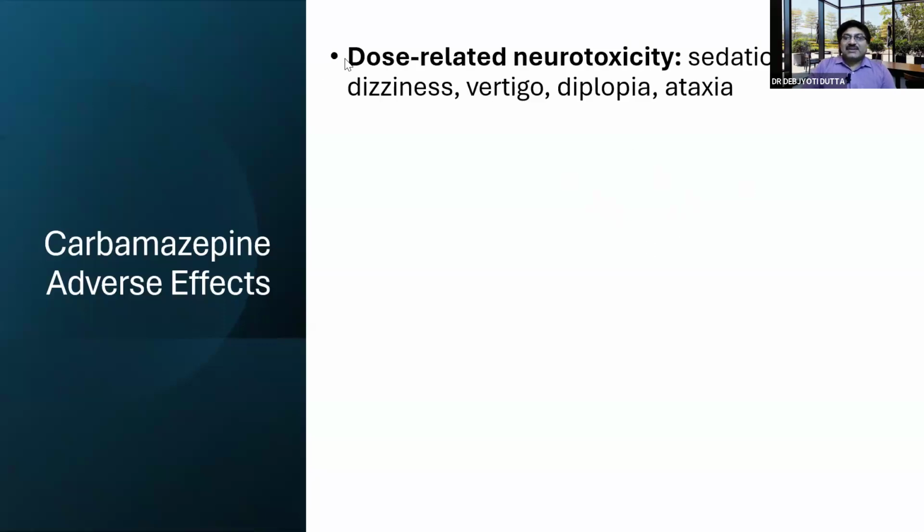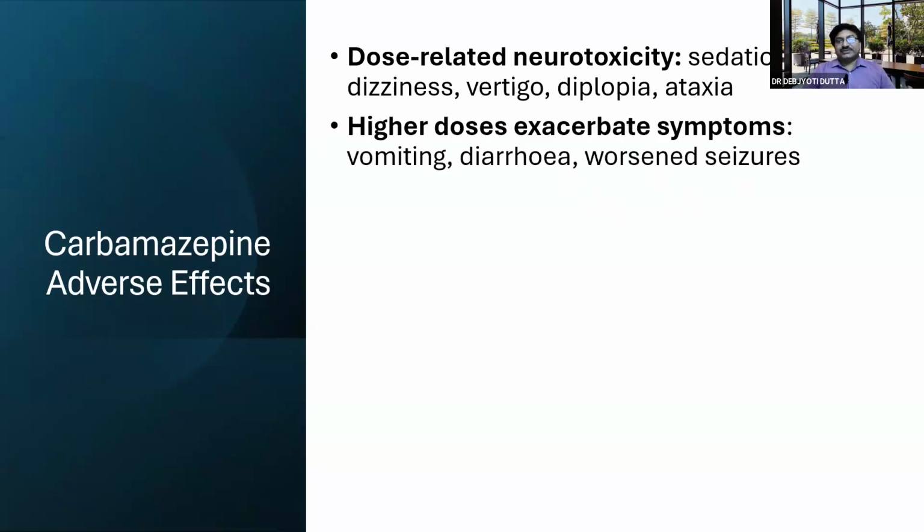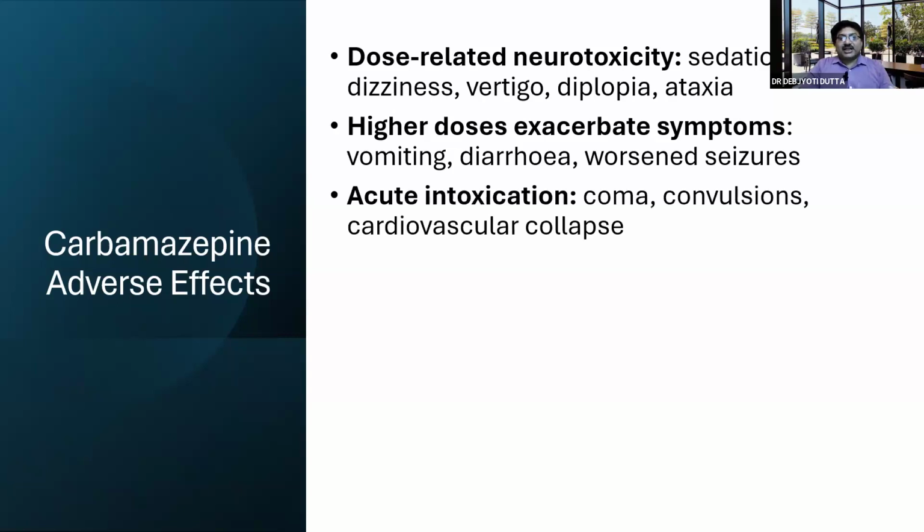Now, coming to the adverse effects, it is very important. There are some adverse effects that are dose dependent, so we commonly get these adverse effects. The advantage is that by reducing the initial dose, you can keep these effects very limited. For example, sedation, dizziness, vertigo, diplopia, and sometimes ataxia might occur, so start with a lower dose. Next, a higher dose can cause vomiting, diarrhea, and seizures. So in moderately high doses, this is one of the problems. In some patients, for this reason, we have to stop the drug as well.